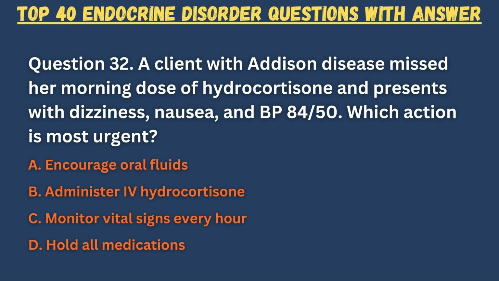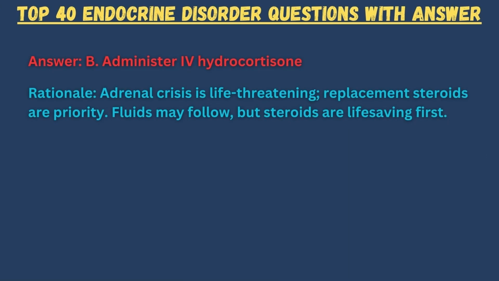Question 32. A client with Addison disease missed her morning dose of hydrocortisone and presents with dizziness, nausea, and blood pressure 84/50. Which action is most urgent? A. Encourage oral fluids. B. Administer IV hydrocortisone. C. Monitor vital signs every hour. D. Hold all medications. Answer. B. Administer IV hydrocortisone. Rationale. Adrenal crisis is life-threatening. Replacement steroids are priority. Fluids may follow, but steroids are life-saving first.